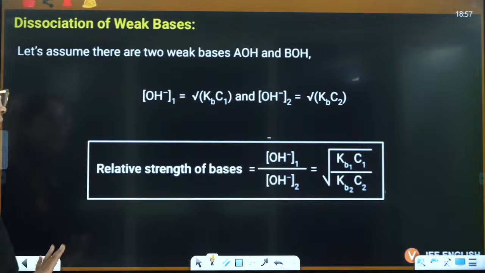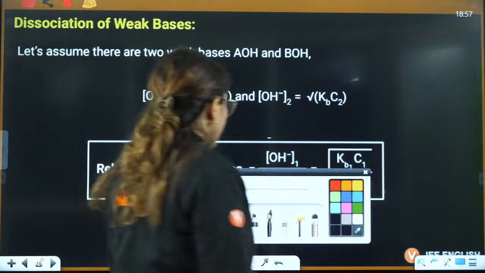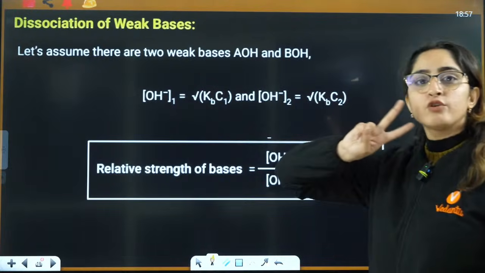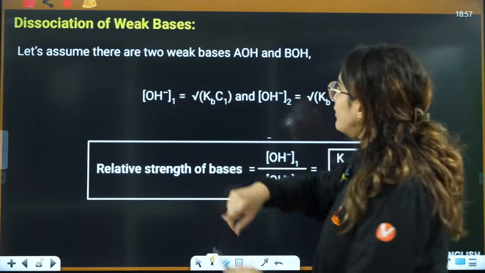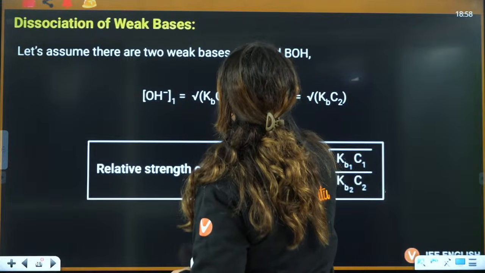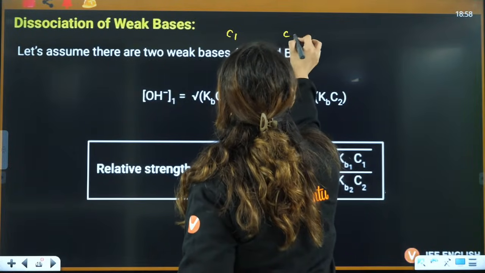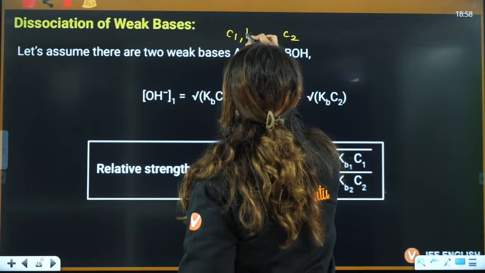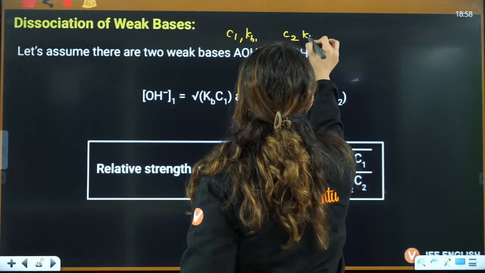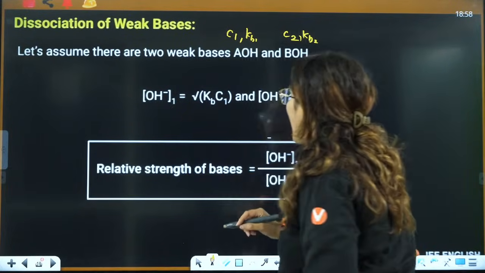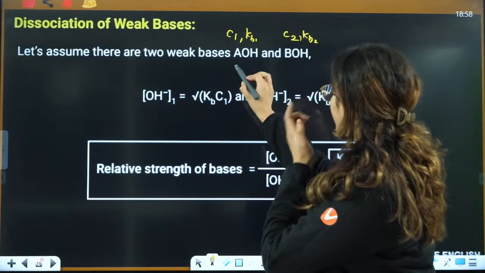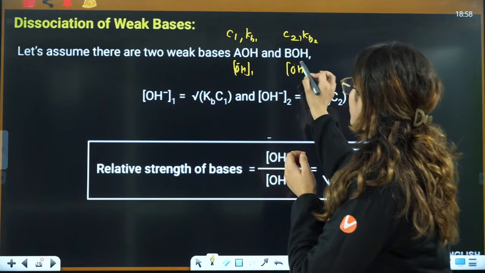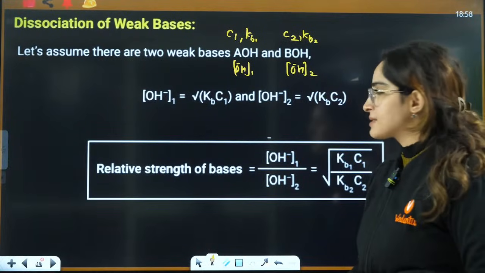So now let's see similarly like we did in weak acids. First, we have taken two weak bases. One weak base is this, where concentration is C1. Here initial it is C2. Here this one is Kb1, and this one is Kb2, right? And if you see here, we are defining the OH negative of 1, and this OH negative concentration is for the second base, right?